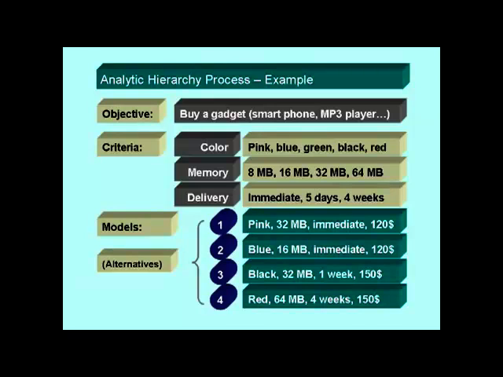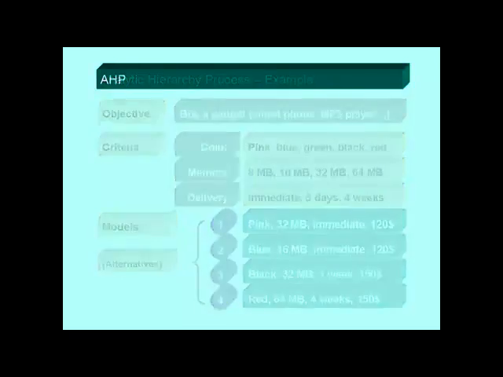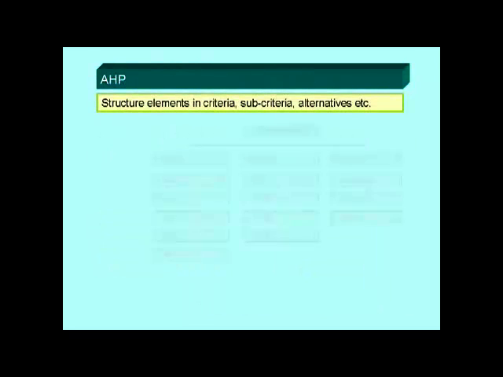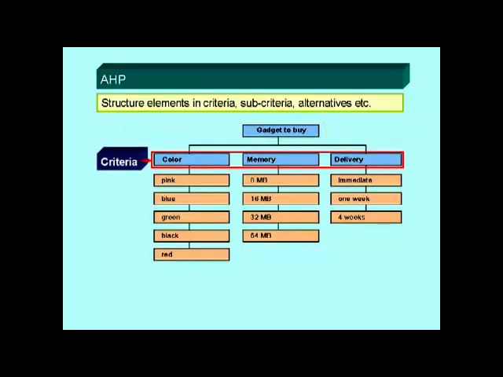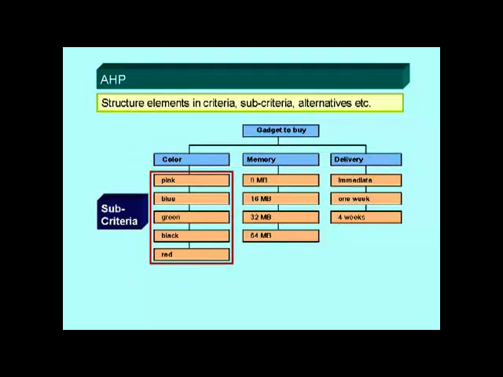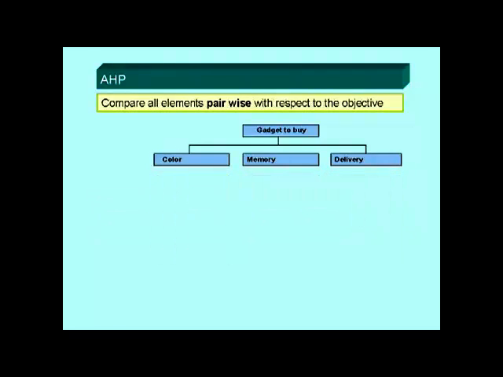These are your alternatives. Now in the first step you structure the elements in groups of criteria, subcriteria, and alternatives. The objective is to buy the gadget, and your criteria are color, memory, and delivery. To each criteria you have the subcriteria, the colors, the memory space, and the delivery times. You then have to compare all elements pairwise with respect to the objective. So in the first step you have to compare the criteria color, memory, and delivery.